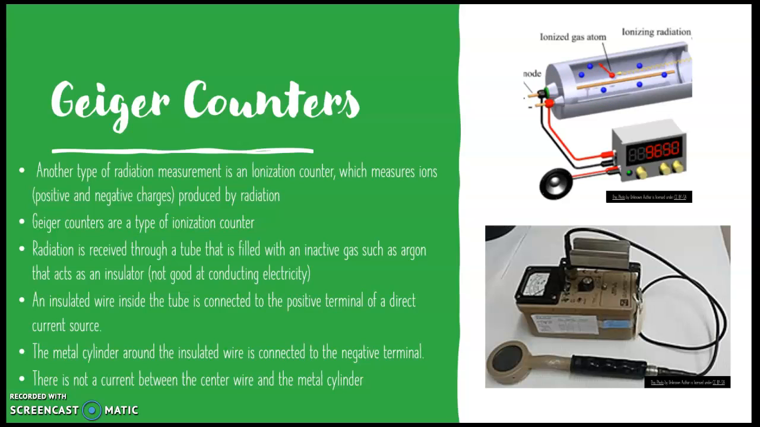The metal cylinder around the insulated wire is connected to the negative terminal. So with this metal cylinder, there is not a current between the center wire and the metal cylinder. All right.